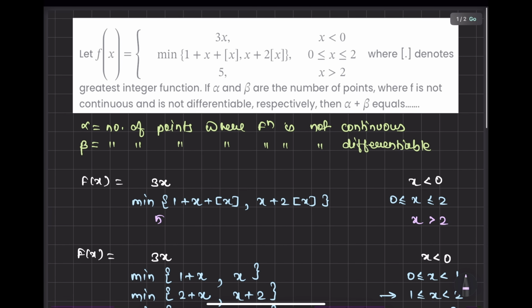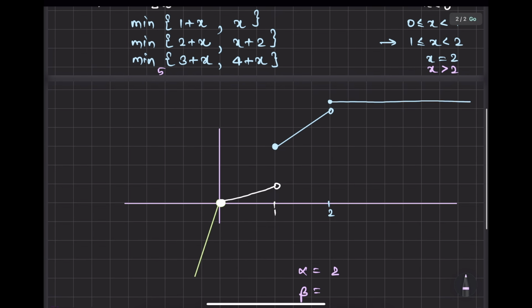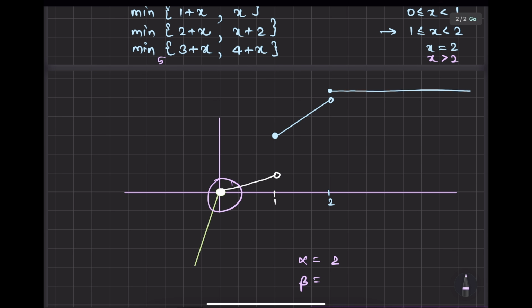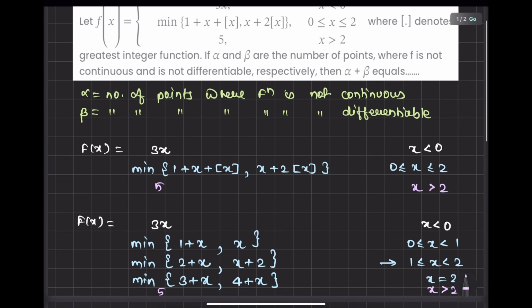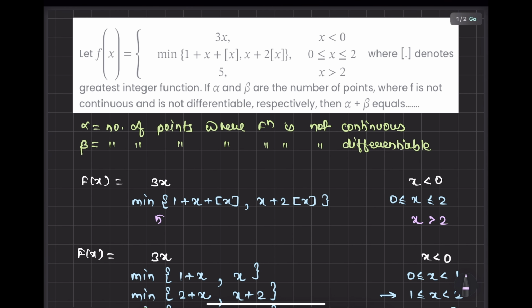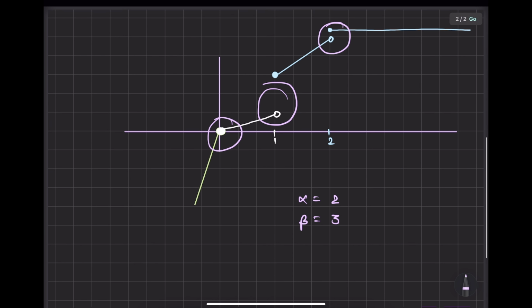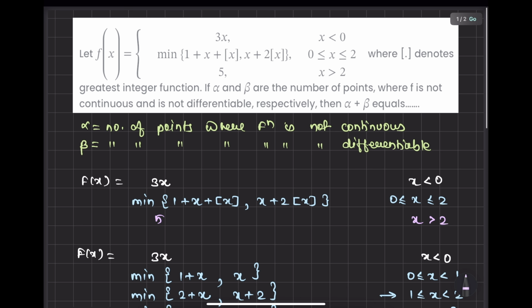Now you have to find out the number of points of non-differentiability. So sharp turn 1. At this point also it is not differentiable. At this point also it is not differentiable. So the given function is not differentiable at 3 points. These guys are interested in finding the value of alpha plus beta. So it is 5. I hope the idea is clear and you guys can handle similar situations.